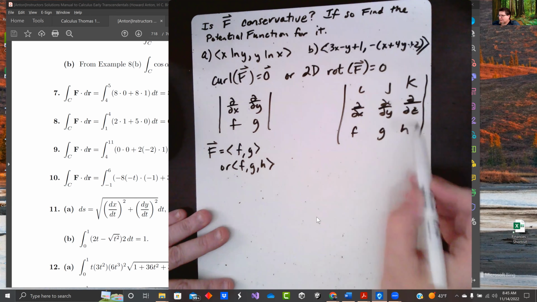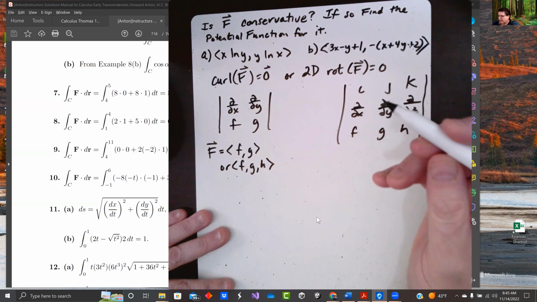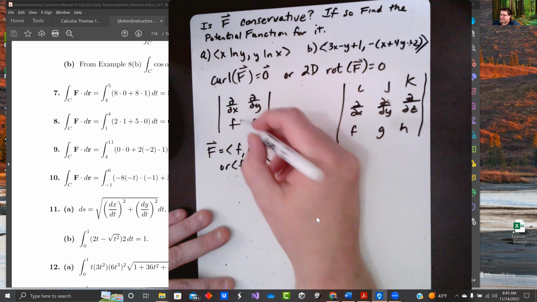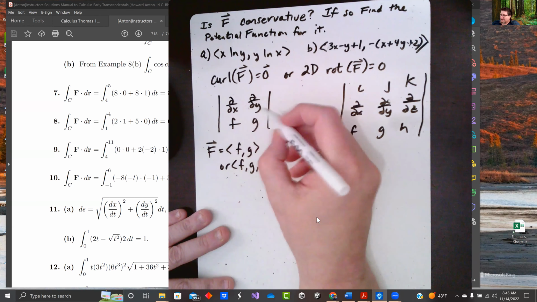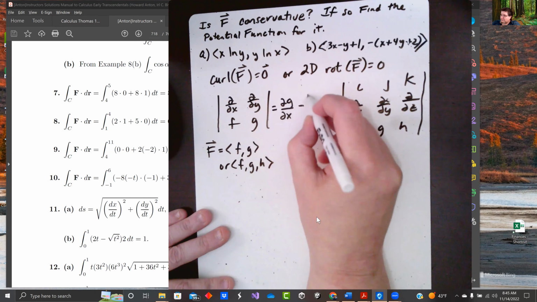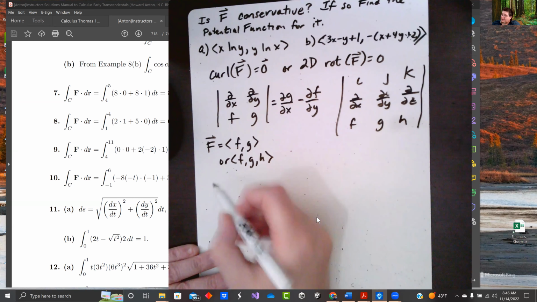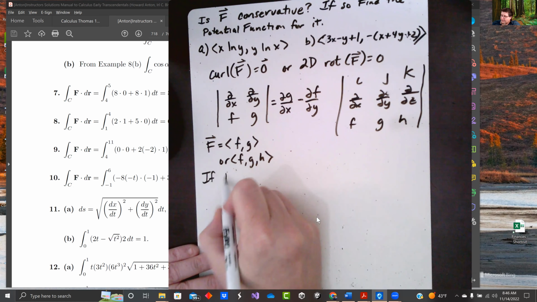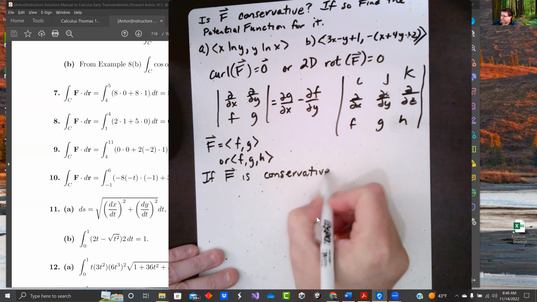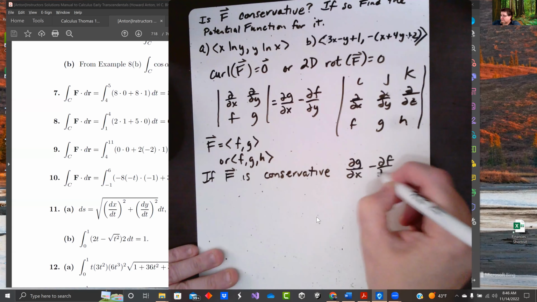So we can work out that one later. I also did it in the video. This one, you're just finding the determinant. That's a linear algebra term. The determinant of this is just the way we've been doing cross product stuff: the first diagonal minus the other diagonal. So dG/dx minus dF/dy. We need that to equal 0. If F is conservative, dG/dx minus dF/dy equals 0.